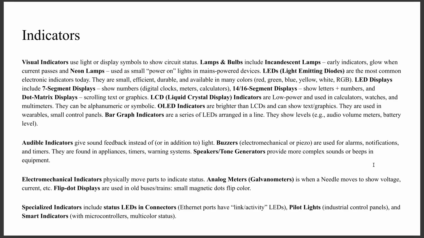OLED indicators are brighter than LEDs and can show text and graphics. They are used in wearables and small control panels. Bar graph indicators are a series of LEDs arranged in a line. Audible indicators give sound feedback instead of light. Think of buzzers, speakers, and tone generators. Electromechanical indicators physically move parts to indicate status. These include analog meters and flip-dot displays. Specialized indicators include status LEDs and connectors, pilot lights, and smart indicators.